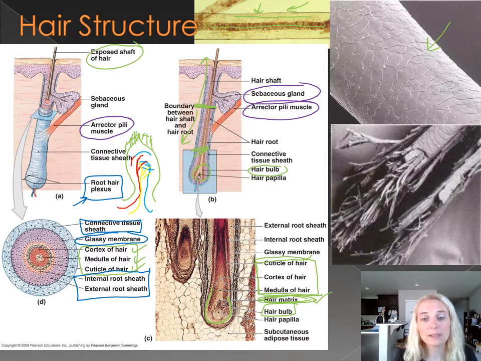This is the oil gland. The sebum goes and helps to condition and nourish the hair shaft. But we'll get to more of the details there in that mini lesson. Okay, and then growth and replacement of hair.